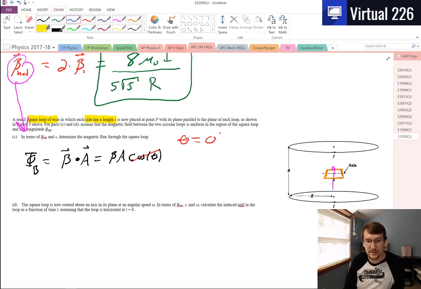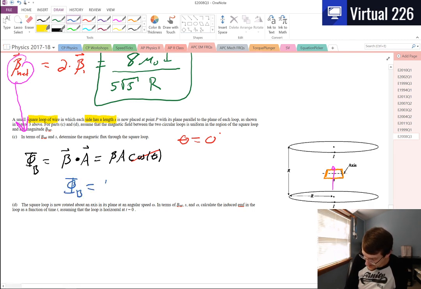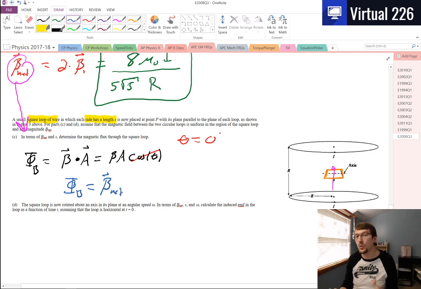All we need here is to state that our flux that we have coming in is equal to the B net we had before. And even if we didn't know what that B net was, let's just put B net because that's what they're asking us to do.